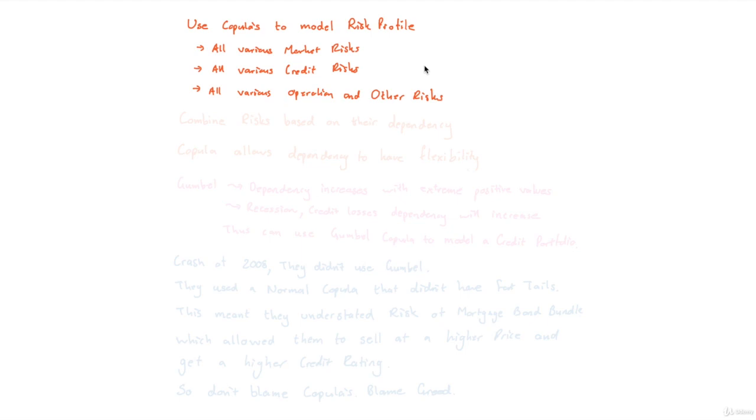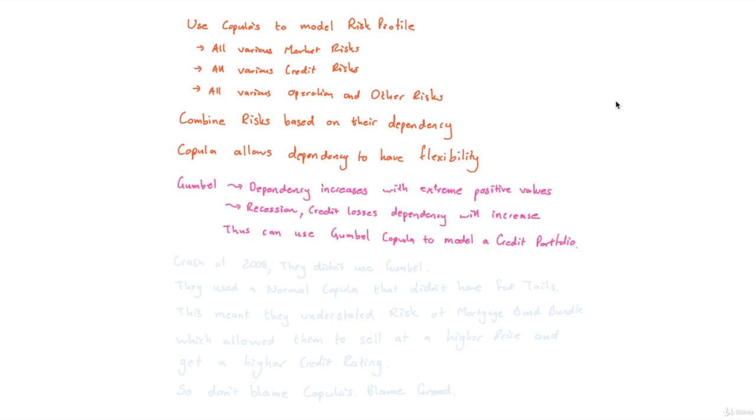Now, a copula can be used for each of these, so you can see what is the credit portfolio or the market portfolio. So you could have a copula that combines all your market risks together, but you can also use the copula to combine all of these different risks together based on their dependency. And you might be saying, well, why don't I just use a multivariate distribution? Well, the whole idea with the copula, or why it's better, is it allows this dependency between the risks to have flexibility.